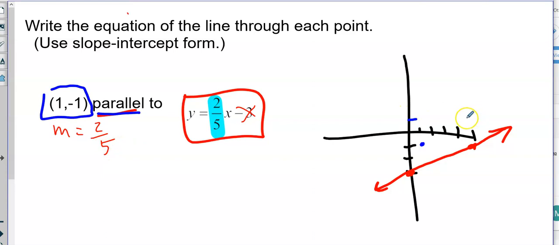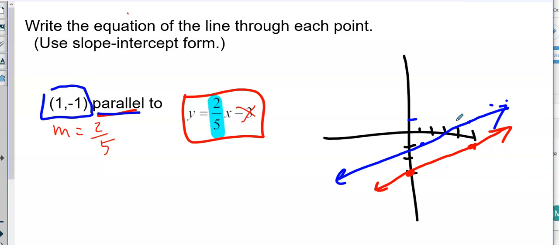So maybe roughly go up 2/5. It's going to look something like this, but I can't tell exactly where it crosses the y-intercept. It's hard to tell, so I've got to find an equation for that line. I know the slope is 2/5. That's handy.